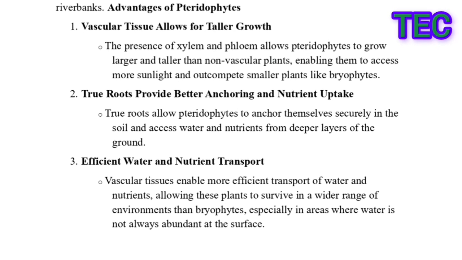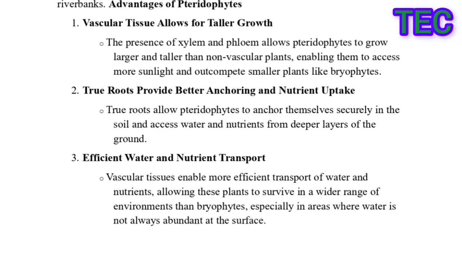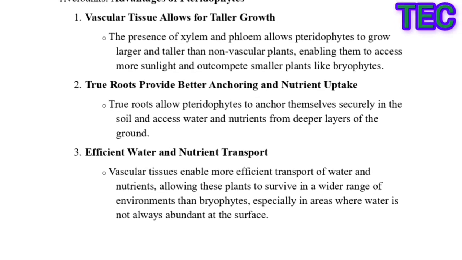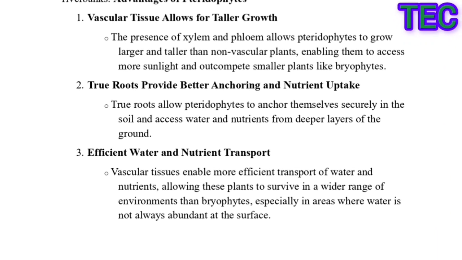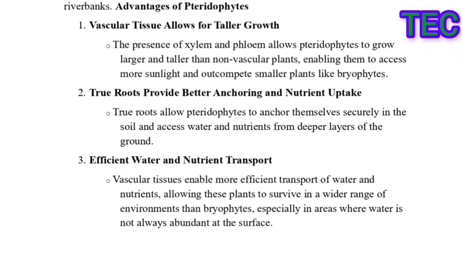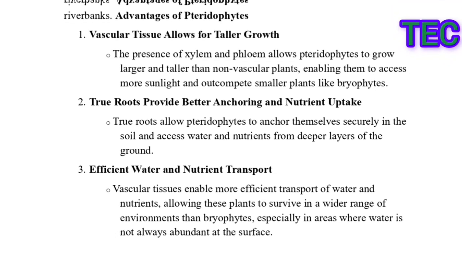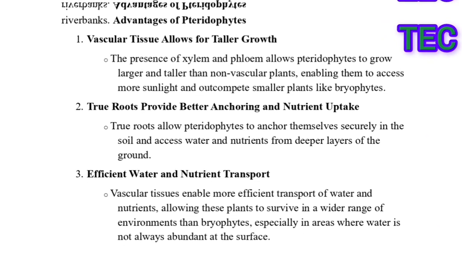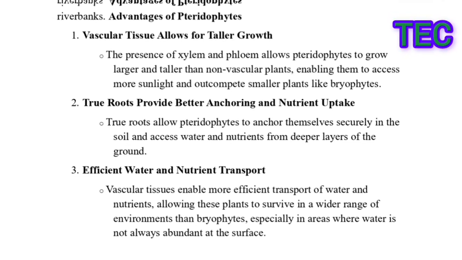Their dependency on water for reproduction often restricts them to humid or damp areas such as forests, wetlands, and riverbanks. That can also be taken as a disadvantage because pteridophytes depend on water for reproduction. Therefore, that limits them. They cannot spread to other parts of the land. They can only survive in humid or damp areas, in wet forests, in wetlands, and on riverbanks, since they rely on water.